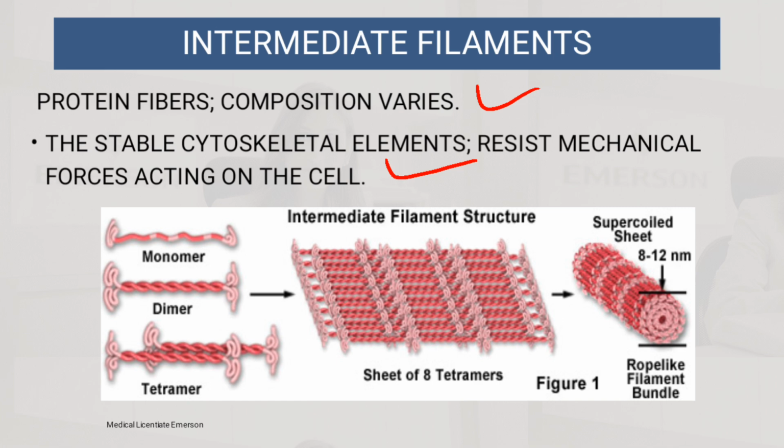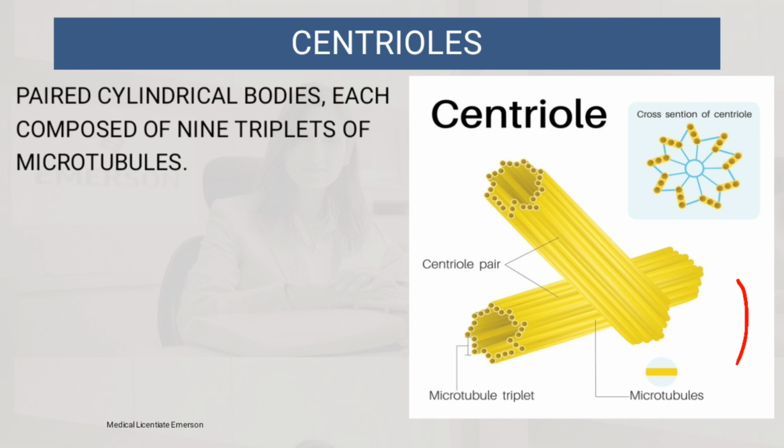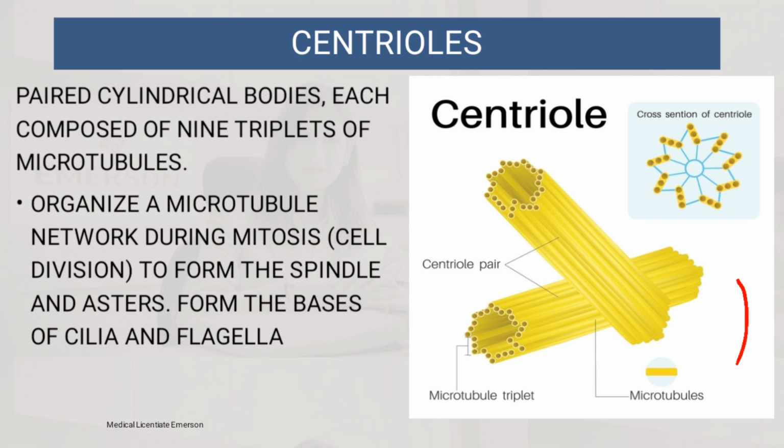That's the function. Then we have centrioles, and this is the structure of a centriole, which are paired cylindrical bodies, each composed of 9 triplets of microtubules, and they organize a microtubule network during mitosis, which is cell division, to form the spindle and asters, and form the bases of cilia and flagella.